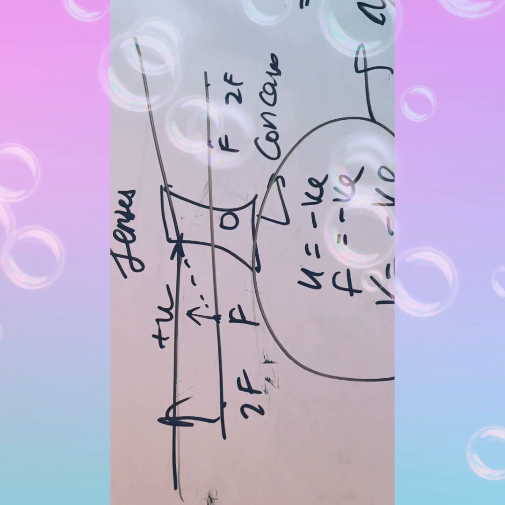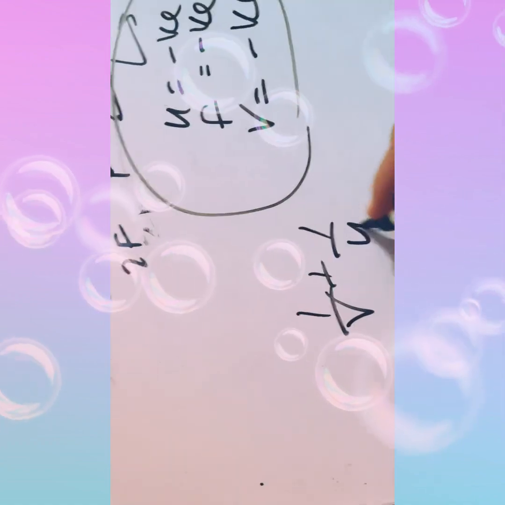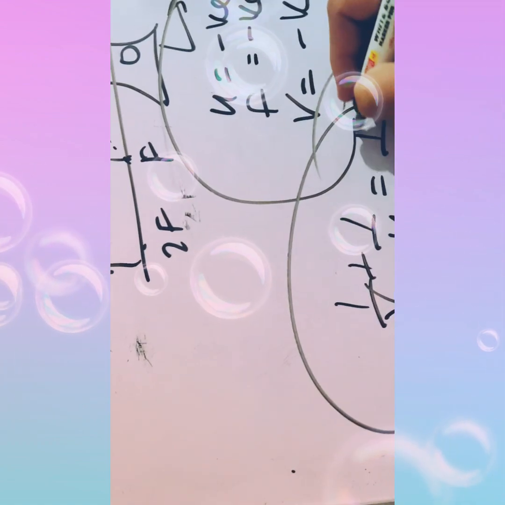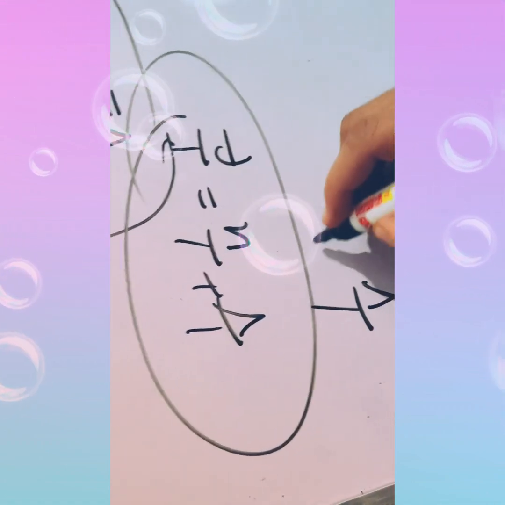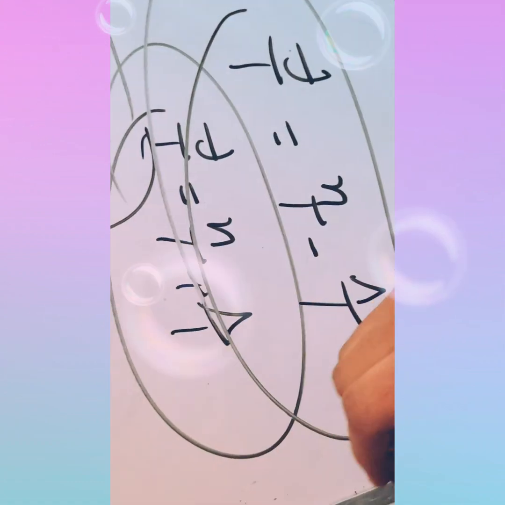This is the main sign convention that is very necessary. For the mirror formula, 1 by V plus 1 by U is equal to 1 by F, we need all the sign conventions. And for the lens formula, that is 1 by V minus 1 by U is equal to 1 by F, we also need all the sign conventions.